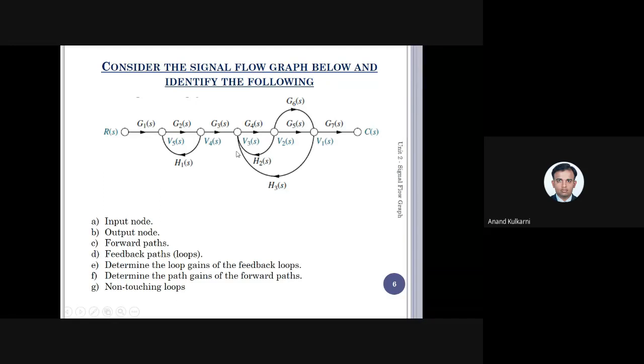Remember, in a forward path the arrows are always from the input towards the output. There is no reverse signal. If this reverse comes, then there will be a loop. If it is only in the forward direction, this is called a forward path. Remember, a forward path is nothing but a line, a signal, connecting the nodes from the input to the output, or from the source to the sink. That is called a forward path.